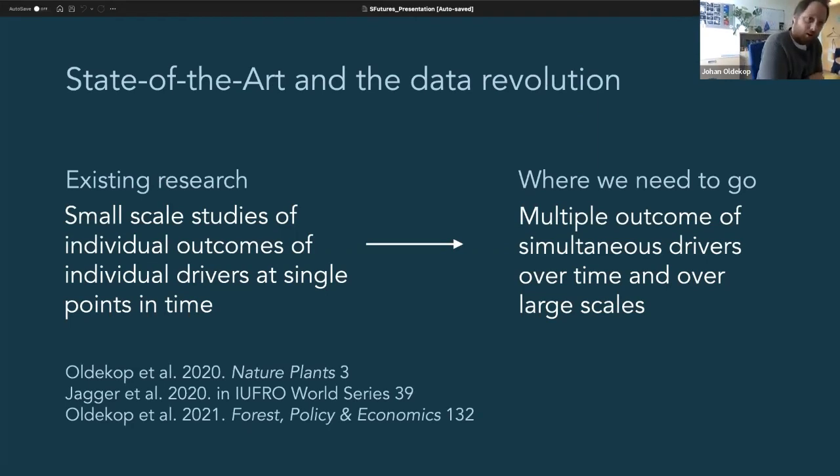And colleagues and I have argued that we need to move from conducting small-scale studies at individual points in time and focusing only on individual outcomes, to doing evaluations that focus on multiple outcomes simultaneously, looking at multiple drivers and over time. And we really need to do this at scale. And I think data is absolutely essential in trying to help us better understand and to upscale what we've been doing at the moment.